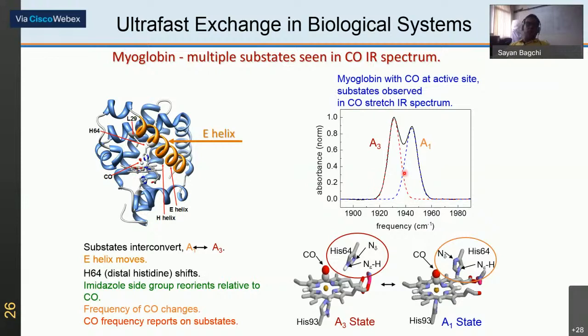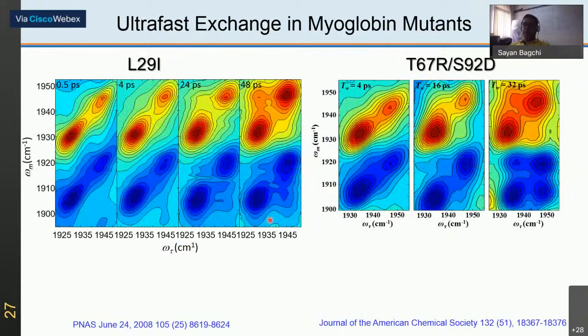Now we know that there are two peaks, but we don't know how fast this helix moves. Does it move on a second time scale? Does it move in a millisecond, nanosecond, picosecond? We don't know. So a 2D IR experiment, when performed, let's say on one single mutant, L29I, or a double mutant, T67R/S92D. These are enzymes, and these are important. So you see, as a function of time, even at 48 picoseconds, or in this case 32 picoseconds, you see cross peaks coming.